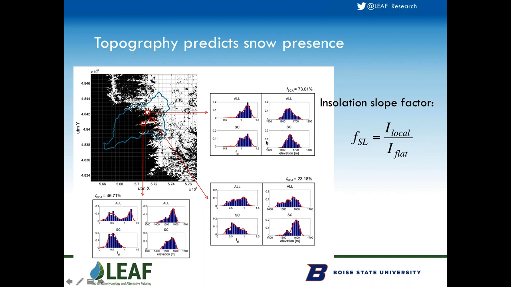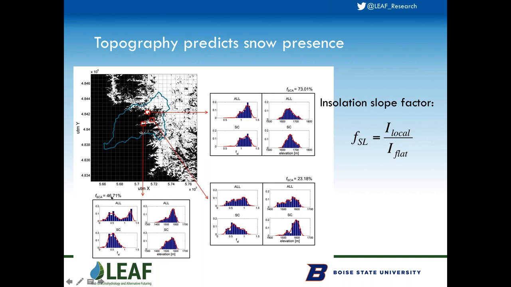So a slope factor greater than one means that on average that location is receiving more solar radiation at the annual time scale than the corresponding pixel that is flat at the same latitude and elevation. So south-facing slopes in the northern hemisphere will have a slope factor that is greater than one, whereas north-facing slopes will have a slope factor that is less than one because they're facing away from the sun on average. And if you look at these three locations within an experimental watershed here in our backyard that Reggie looked at, they have fractional snow-covered areas varying between 23 and 73%.